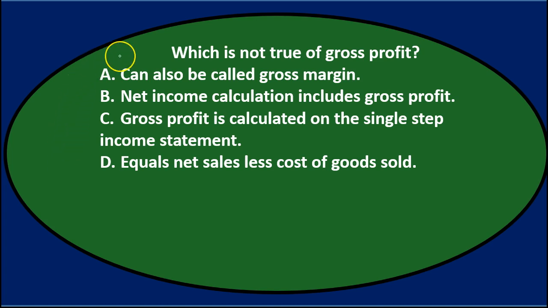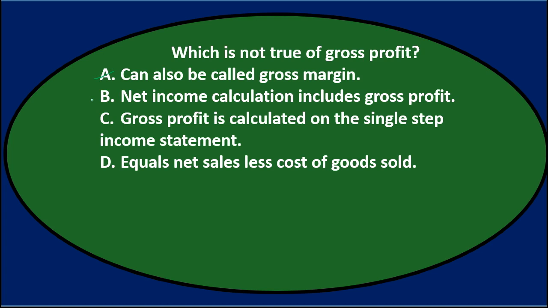So let's go through those one more time, crossing out using process of elimination. Question once again. Which is not true of gross profit? A, can also be called gross margin. That's actually true, so that sounds good. B, net income calculation includes gross profit.